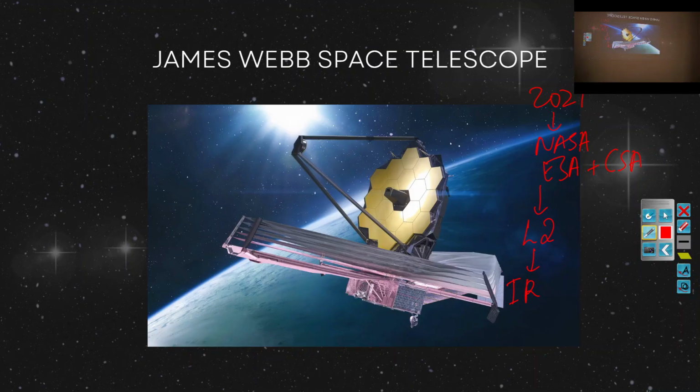So this question was asked in the UPSC: which electromagnetic spectrum does the James Webb Space Telescope use? It was asked in the 2023 exam.